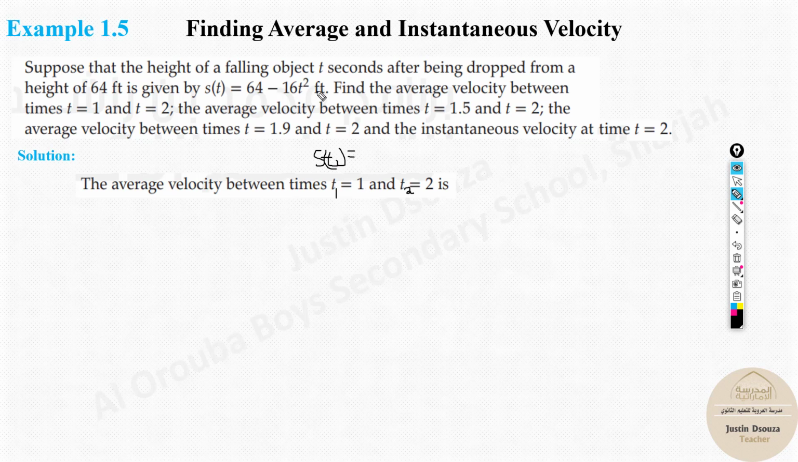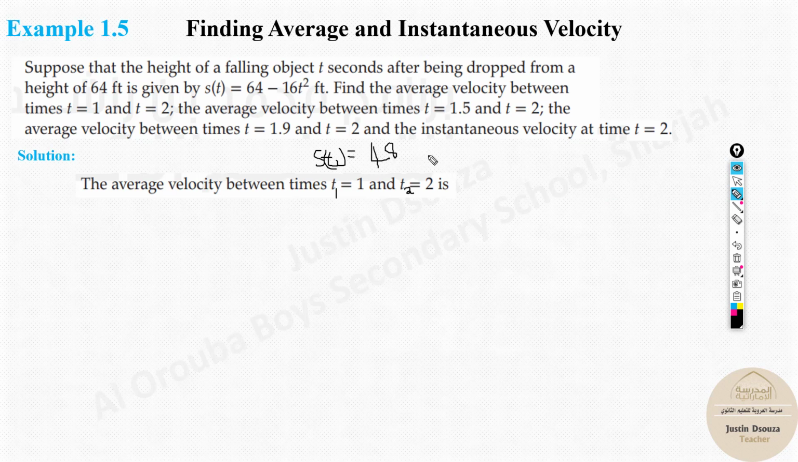How do we find this? You have to just put this 1 instead of t. It would be 1 squared is 1, 64 minus 16, so it would be 58. Sorry. So here we substitute 1 and then we get 64 minus 16. So it'll be 58, sorry, not 58, 48. Yeah, 48. So this would be 64 minus 16, 48.